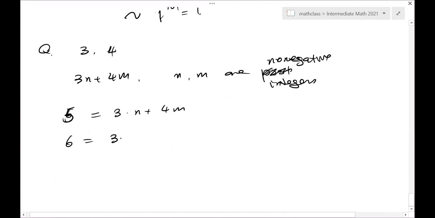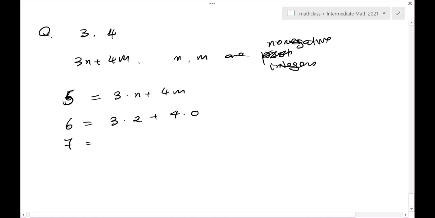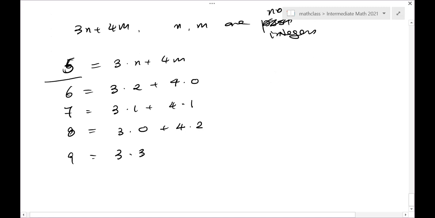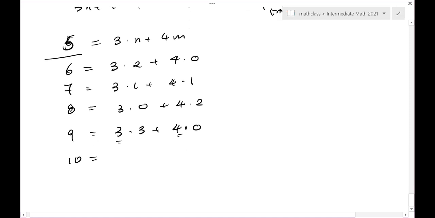But 6 I can: 3 times 2 plus 4 times 0. 7 is 3 times 1 plus 4 times 1. 8 is 3 times 0 plus 4 times 2. 9 is 3 times 3 and 4 times 0. And 10 is 3 times 2 plus 4 times 1. Surprisingly, all the integers after 6 can be expressed.